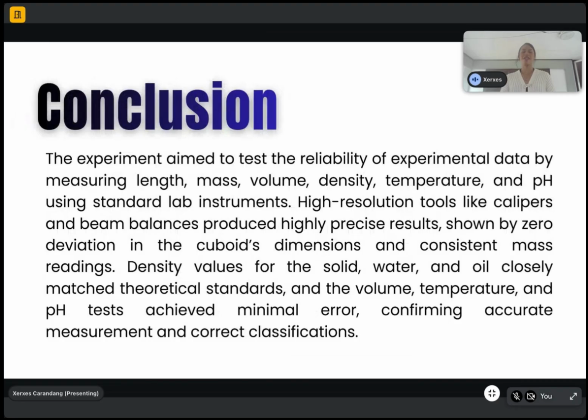In conclusion, the experiment aimed to test the reliability of experimental data by measuring length, mass, volume, density, temperature, and pH using standard lab instruments. High-resolution tools like calipers and beam balances produce highly precise results, shown by zero deviation in the cuboid's dimensions and consistent mass readings. Density values for the solid, water, and oil closely matched theoretical standards, and the volume, temperature, and pH tests achieved minimal error, confirming accurate measurement and correct classification.